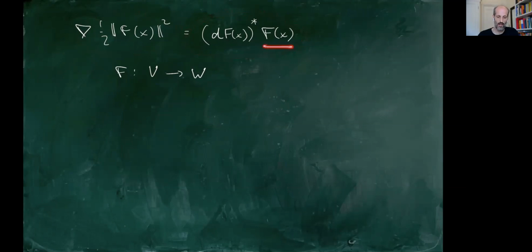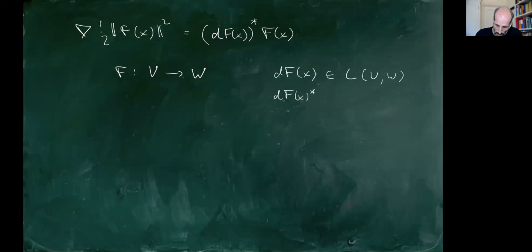Remember, F of x here is an element of W. The differential of F at x is a linear map from V to W. And the adjoint of the differential is a linear map, in principle from W star to V star, but since these spaces are normed, the norm gives you an identification between W star and W, and V star and V. So you use that identification to identify this with a linear map from W to V. Right, so dF at x is a linear map from V to W, and so dF of x star I can identify with a linear map from W to V, because W is identified with W star, and V is identified with V star via their scalar products.